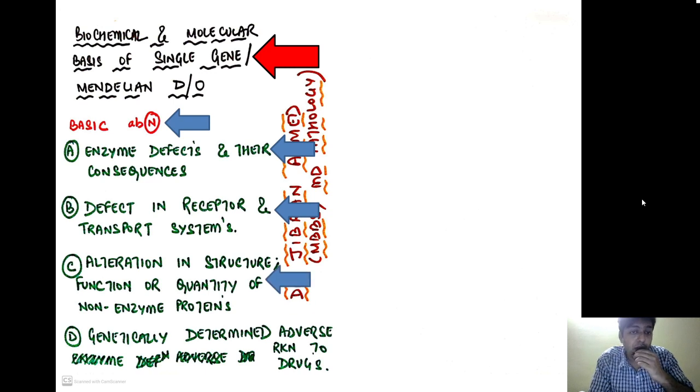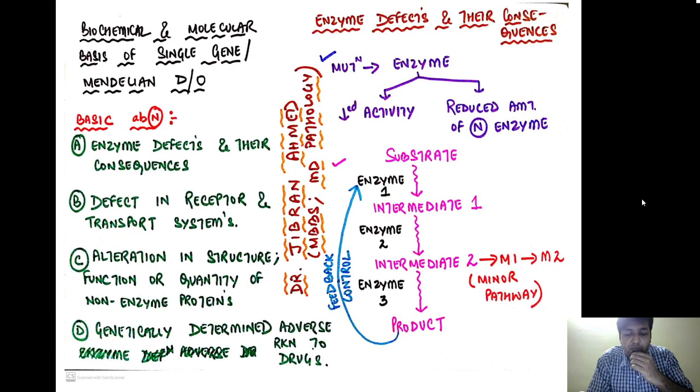Also, there can be alteration in the structure, function, or quantity of non-enzyme proteins. And there are certain genetically determined adverse reactions to drugs, which also form the biochemical and molecular basis for single gene or Mendelian disorders. First we are going to start with the enzyme defects and their consequences. So first let us try to understand this basic flow chart.